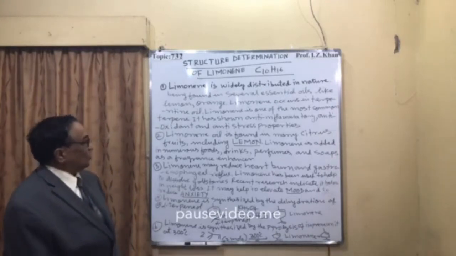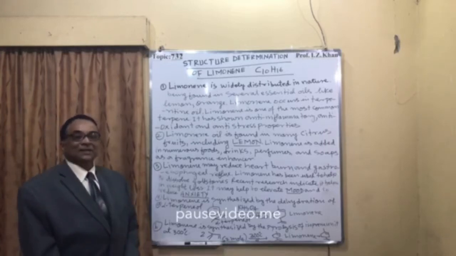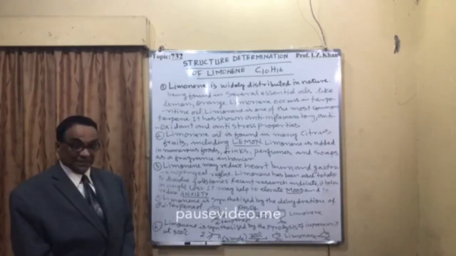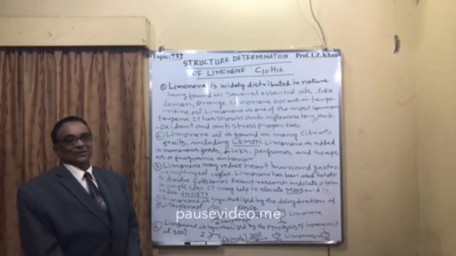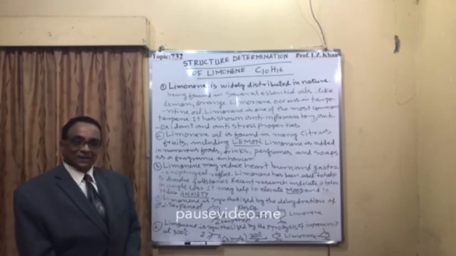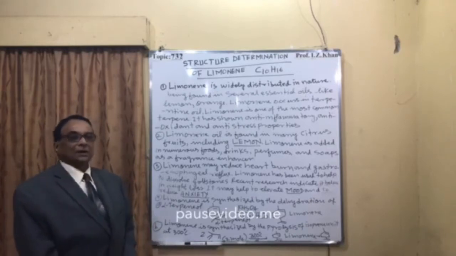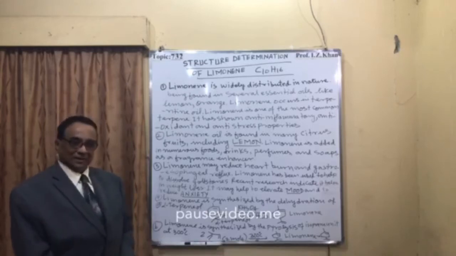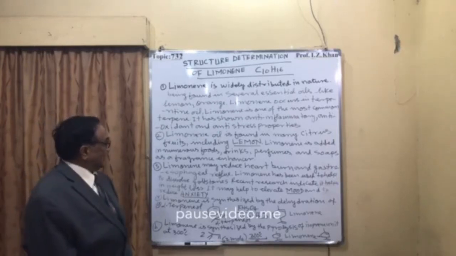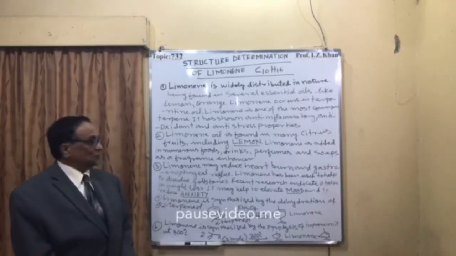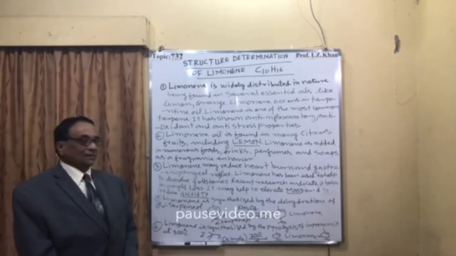Anti-stress properties means it is a good mood booster, and it can also control anxiety. Number 2, limonene oil is found in many citrus fruits including lemon. Lemon is very rich in limonene, orange is rich, lemongrass oil is rich, and this flavor, this smell is very pleasing, and that's why it is widely used in a lot of food industries, beverages and skincare products. Limonene is added in numerous foods, drinks, perfumes and soaps as a fragrance enhancer.